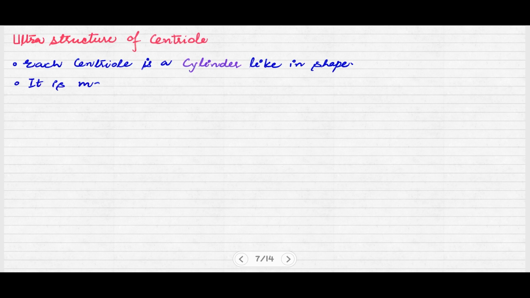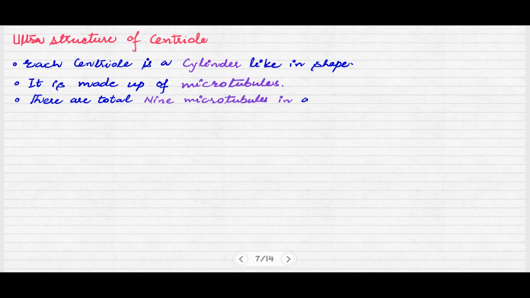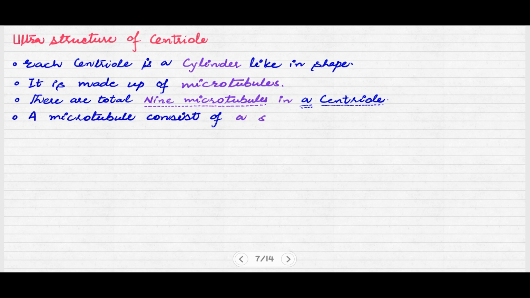Now we will understand the ultrastructure of the centriole. Each centriole is cylinder-like in shape. It is made up of microtubules. There are a total of 9 microtubules in a centriole. A microtubule consists of a set of 3 subfibers named as A, B, C.